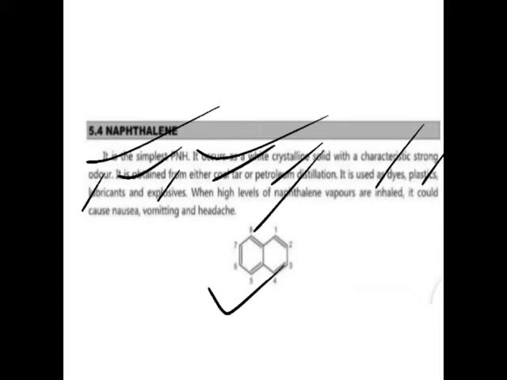So this naphthalene is the simplest one. Two benzene rings are there. This is one ring, this is the second ring. So they are fused together. Okay, that's why it is said to be the simplest polynuclear hydrocarbon.